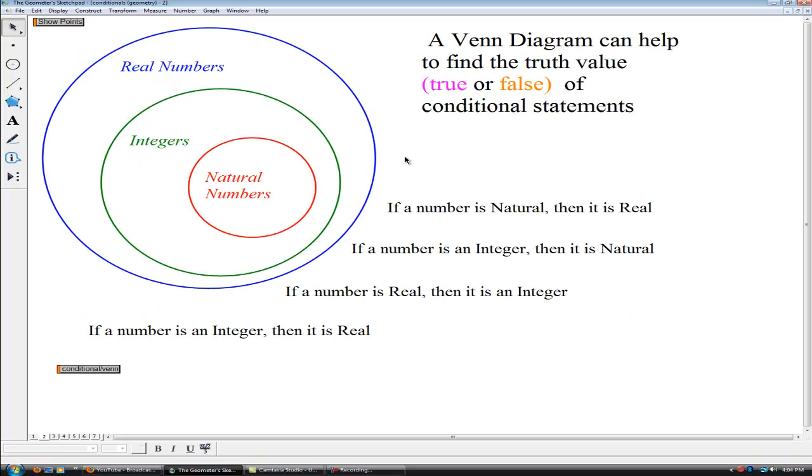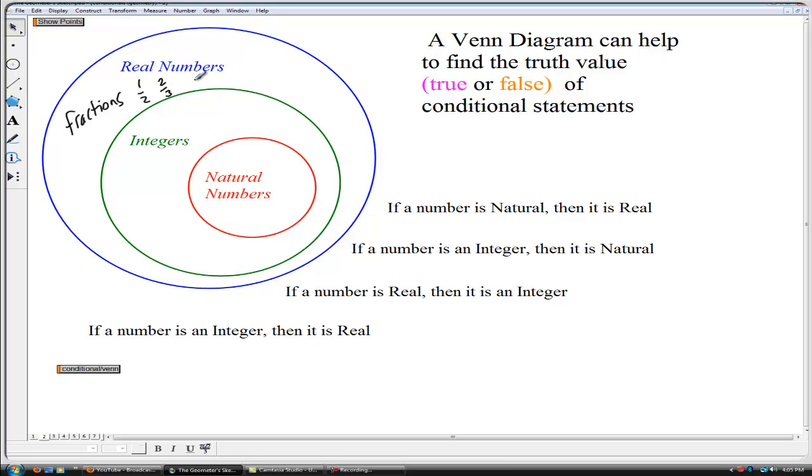Now when determining whether a conditional statement is true or false, if we can arrange a Venn diagram to represent our conditional statement, this helps tremendously. So let's take a look at a Venn diagram. We'll use some number sets for a few conditionals here. So real numbers include fractions, 1/2, 2/3, and they also include negative fractions like -4/5, right? I'm just listing some real numbers here. Real numbers could also be numbers like whole numbers, or 0, or negative numbers.